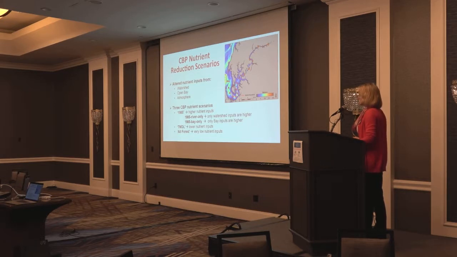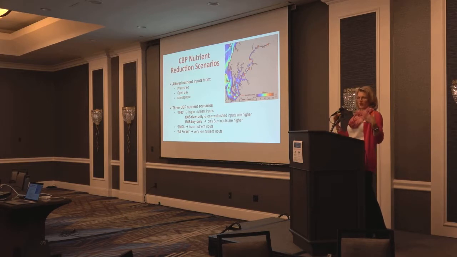We have this 1985 scenario. So this basically is our reference point. These have relatively high nutrient inputs. Then we have the TMDL scenario, where we have lower nutrient inputs, obviously. And then we have an all forest scenario, which represents basically the case where all the watershed is turned into forest, and have very little nutrients coming off the land.